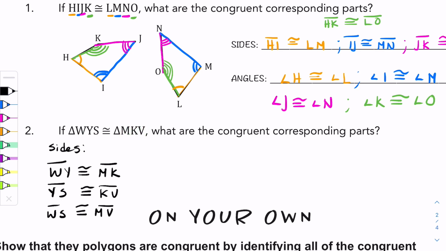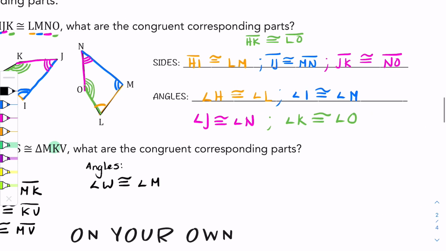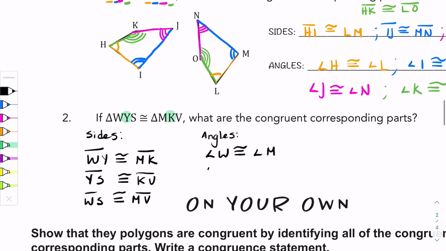All right, we're going to do the same thing with angles. And for the angles, we are going to put the corresponding angles together. So W corresponds to M. Angle W is congruent to angle M. Y is congruent to K. And lastly, angle S is congruent to angle V.